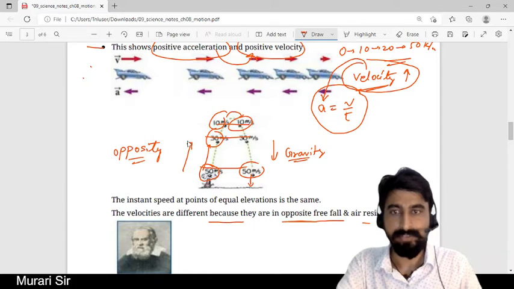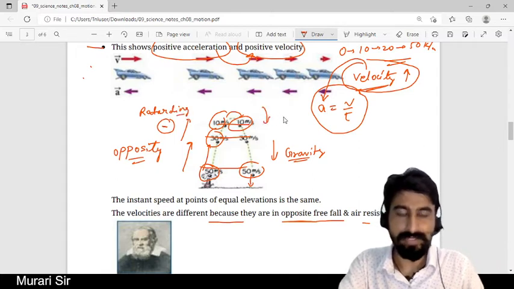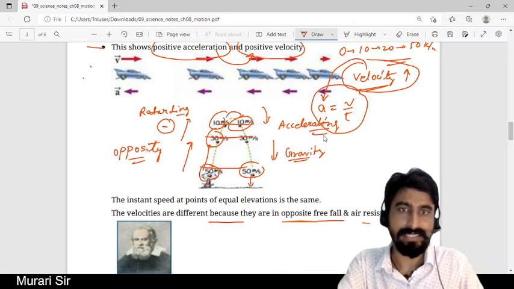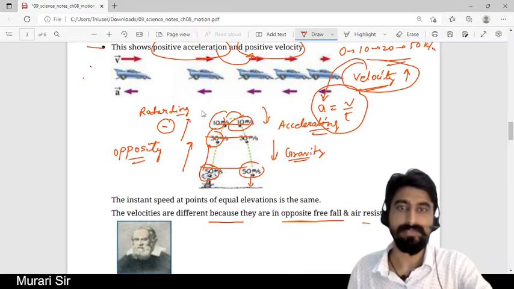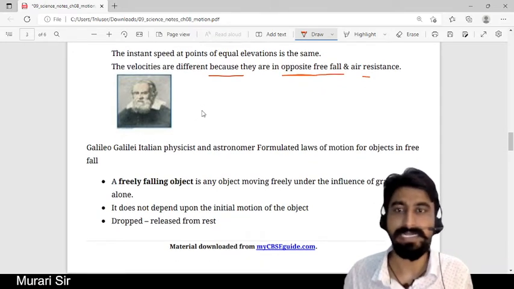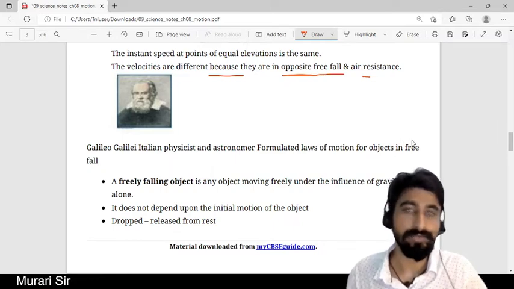So what do we have to understand here? First, its direction is opposite, so you can consider that it is retarding. Retarding means negative acceleration. Second, when it is going in the direction of gravity, then it is accelerating. And when it is accelerating, you can say velocity is increasing from the previous value. All right. Galileo was an Italian physicist and astronomer who formulated the law of motion for objects in free fall.